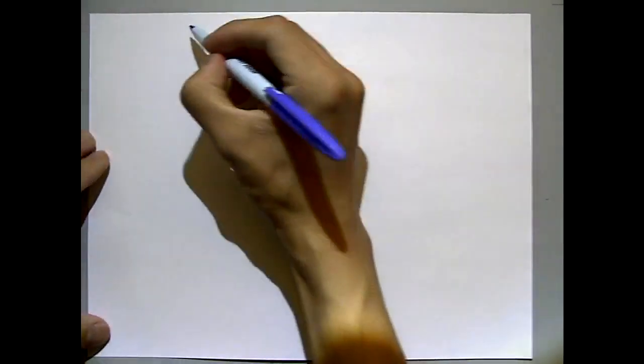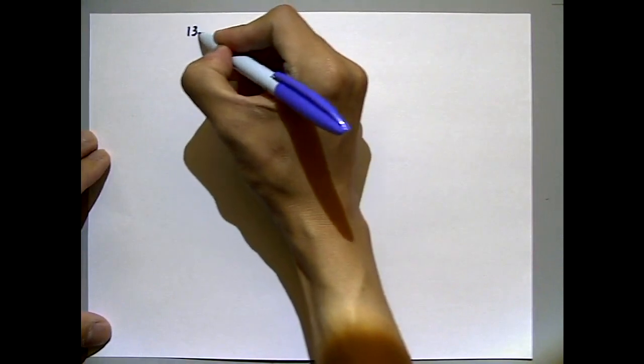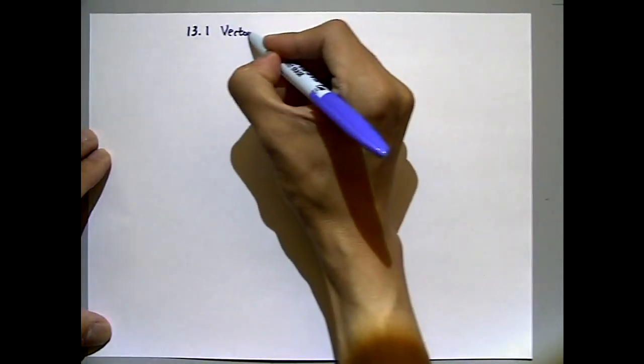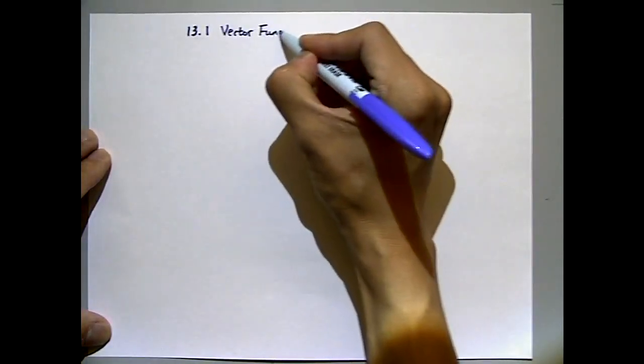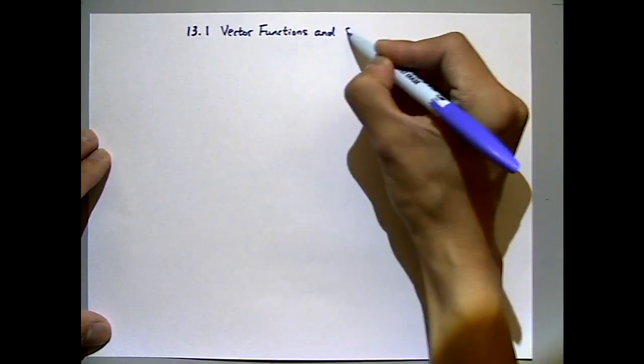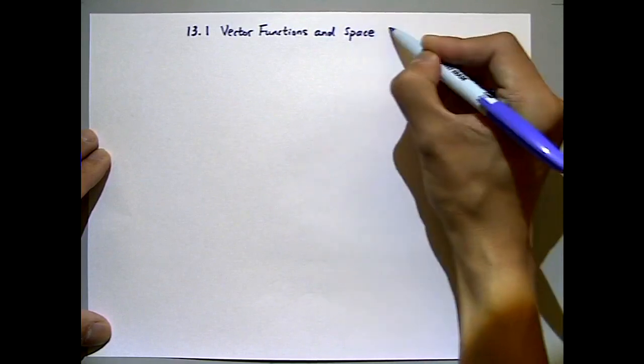Okay, today we're going to continue. We're actually going to start a new chapter, 13.1. We'll be looking at what are called vector functions, and these things called space curves.